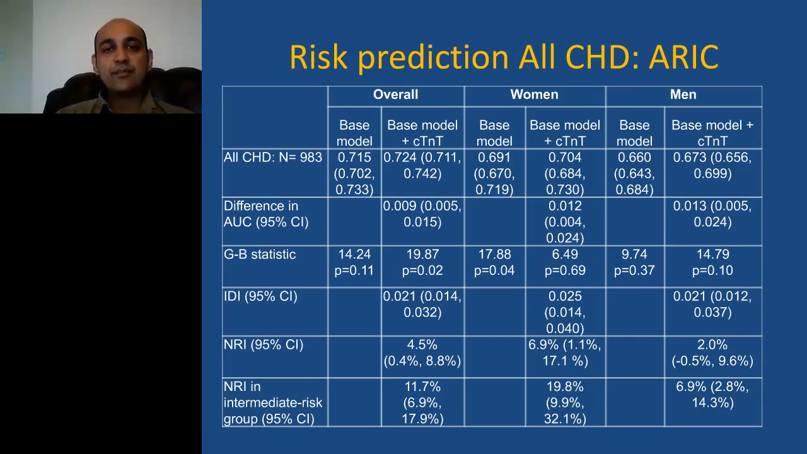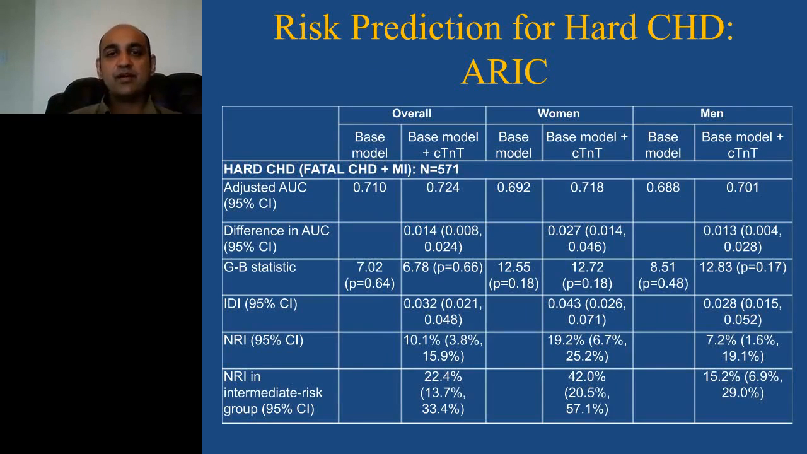Now here you see, for prediction of all CHD in the ARIC study, you see the overall group among women and among men. Consistently, adding troponin increases your AUC, which is a test of discrimination. The model fit improves overall, not for CHD though. And the net reclassification index is about 4.5% or so. Comparatively, for C-reactive protein, for example, the net reclassification index in other studies has been about 6 or 7%, but we didn't find the same amount in our study.